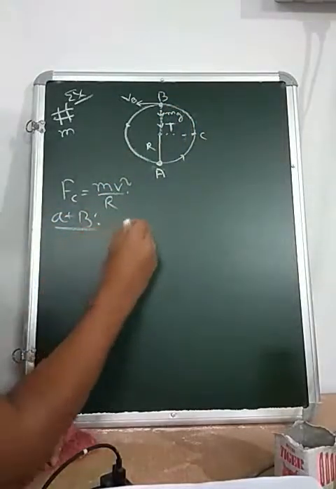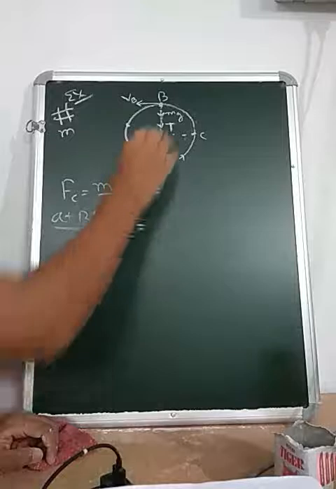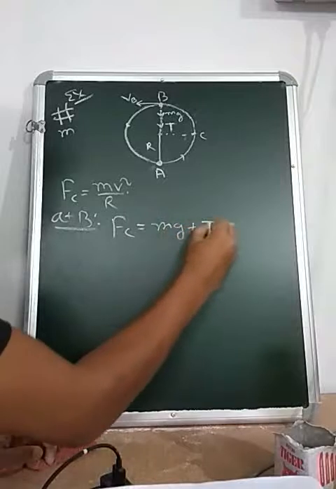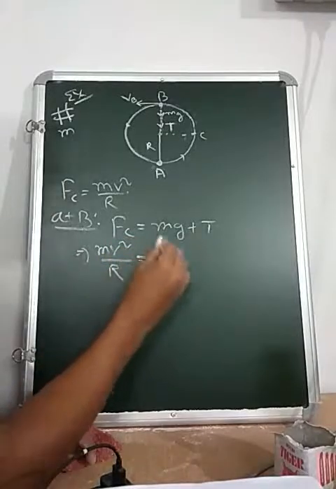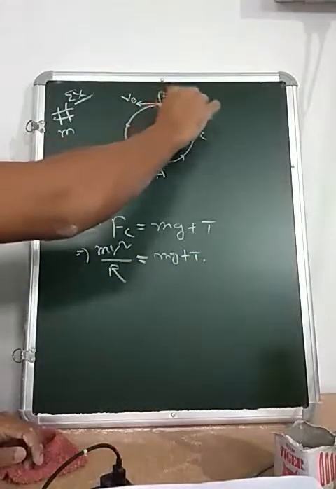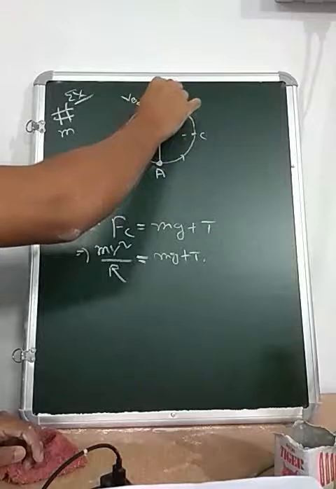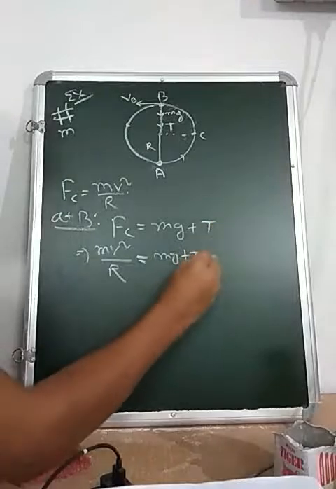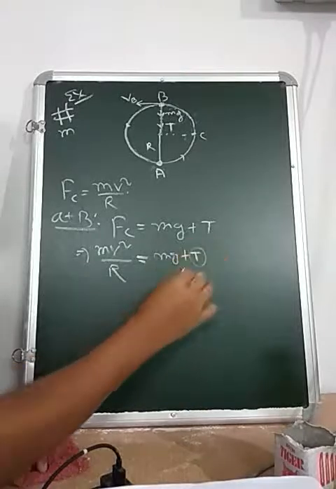So at position B, the centripetal force Fc is exerted by these two forces, mg plus T. So we can write m v square by r is equal to mg plus T. We cannot neglect the force mg, this gravitational pull will always be there in the body. But we can minimize the tension, up to 0.